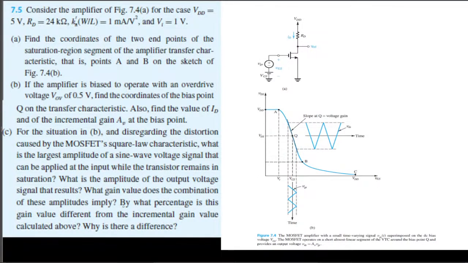And the next one is asking by what percentage is the gain value different from the incremental gain value calculated above. Why is there a difference? Okay, now in order to find out the percentage of the gain value, we need to find out the current first, and that will allow us to find out the gain, and we can see the difference.